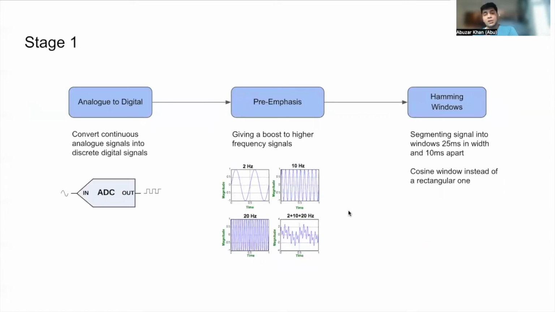Now, stage one starts off with your regular old conversion of your analog signal to a digital signal. This doesn't need much explanation. It's really done so that your machines can actually process this data.